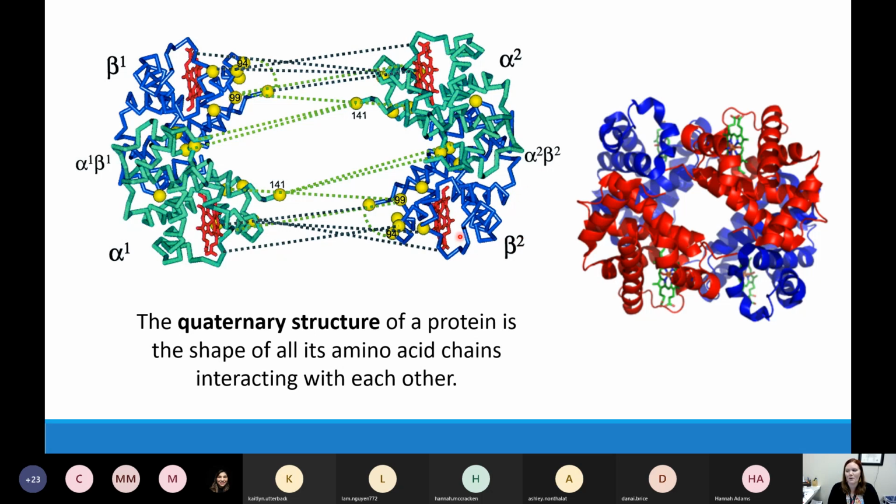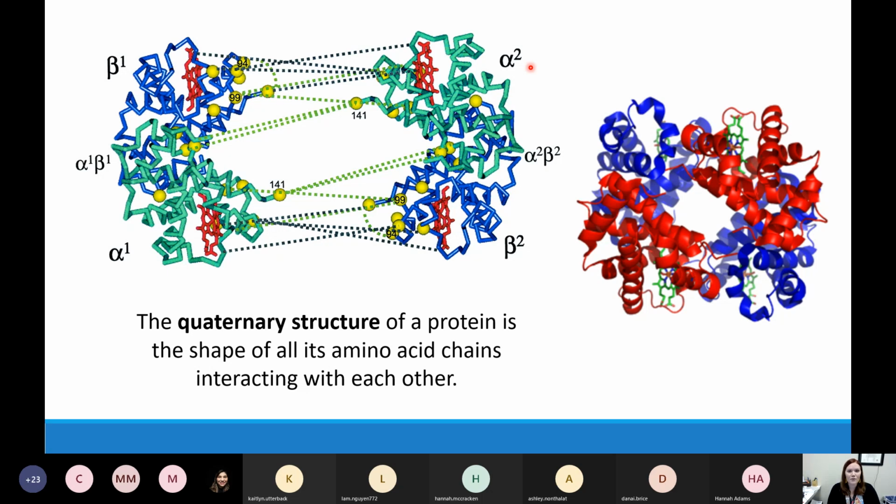So I'd call this a beta protein. I'd call this an alpha protein. When I'm building hemoglobin, I need 2 alphas and 2 betas. To get those 2 alphas and 2 betas to stick together, I'm going to use the same kind of chemical bonds that we talked about before.